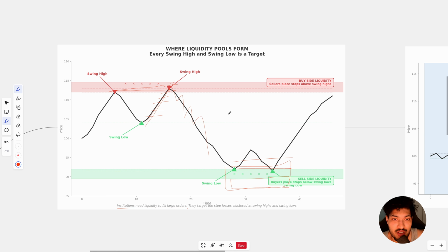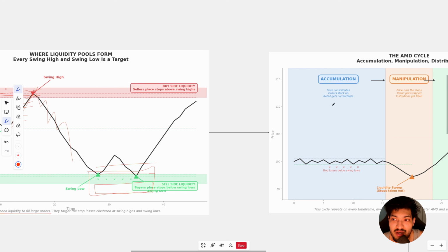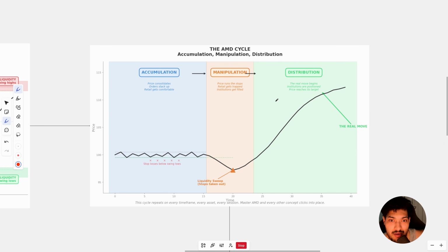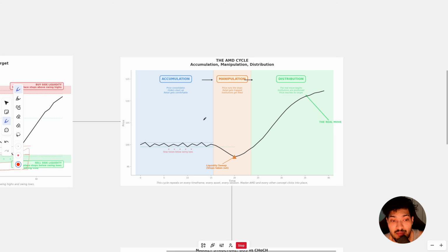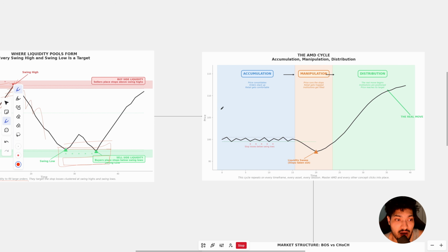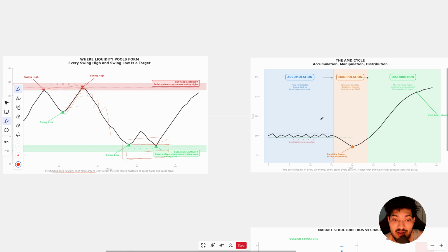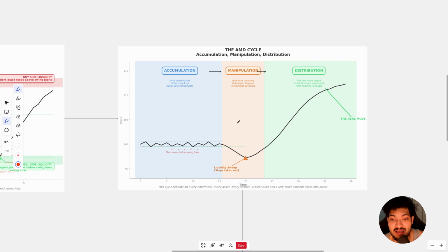So now that you've understood the concept of liquidity and how liquidity works, how it's engineered, where people are putting their stops, we're going to be talking about this concept called the AMD cycle. It's called accumulation, manipulation, and distribution. It's essentially an understanding of how institutions are taking advantage of liquidity to then move price in a certain direction.